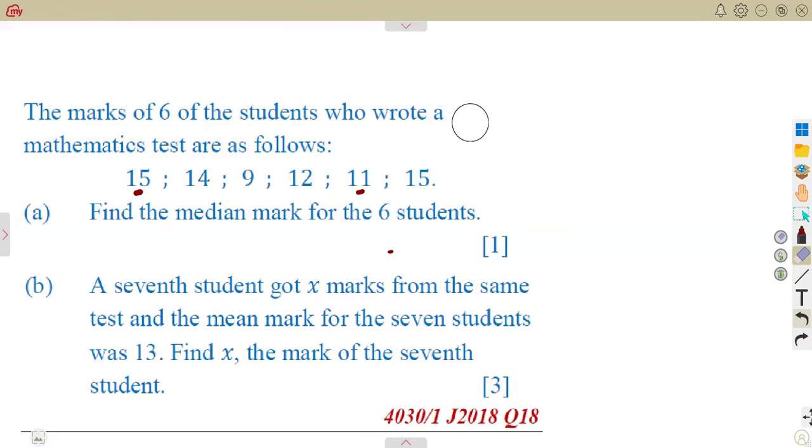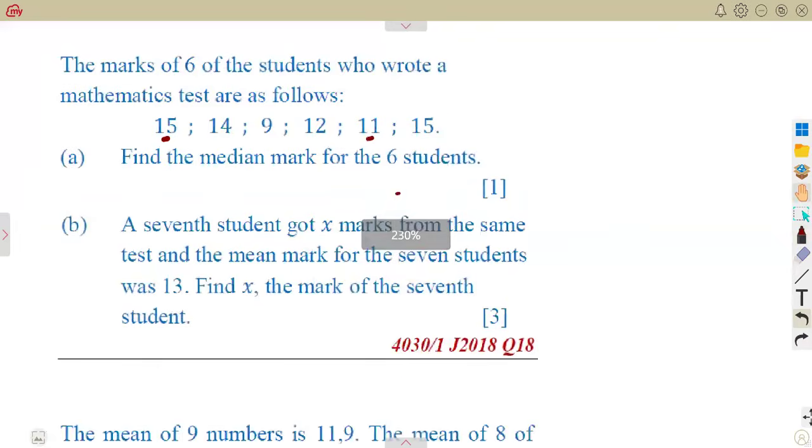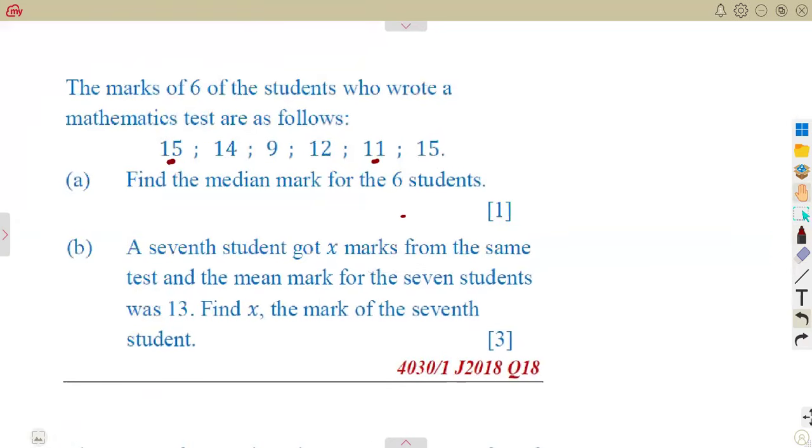The other part, let's see. They're saying a 7th number. A number was added to these because there are 6. So there's a 7th number there. A 7th student got X marks from the same test. And the mean mark of the 7 students was 13. Find X, the mark of the 7th.